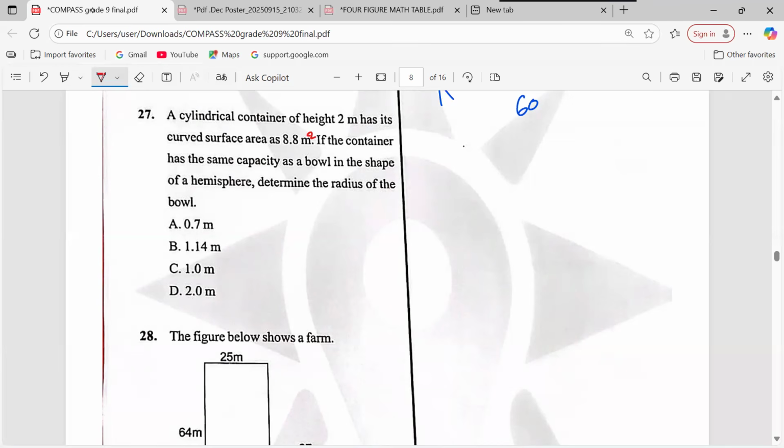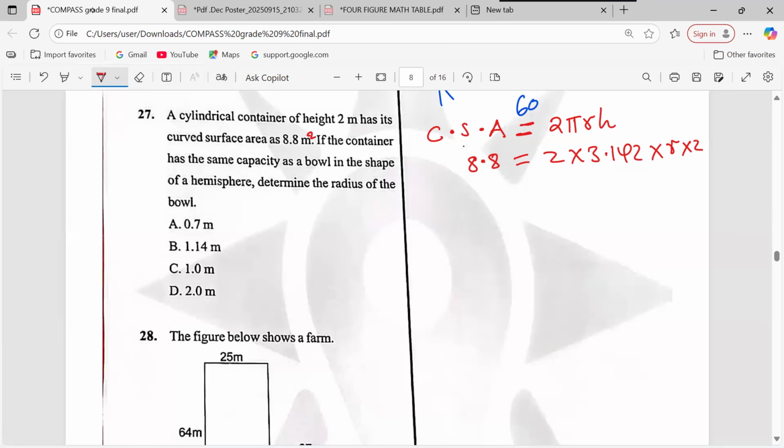Let's talk about the dimensions of this particular cylindrical container. We are given the curved surface. And how do we get the curved surface area of a cylinder? It's given by the perimeter of the circular path, which is 2 pi r, multiplied by height. Therefore, 8.8 equals 2 times 3.142 times an unknown radius times the height of 2.